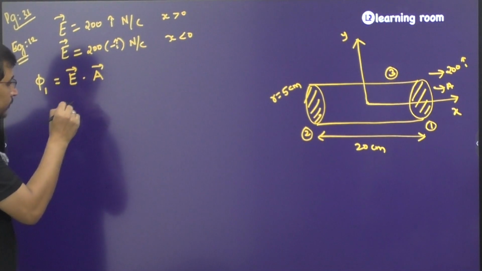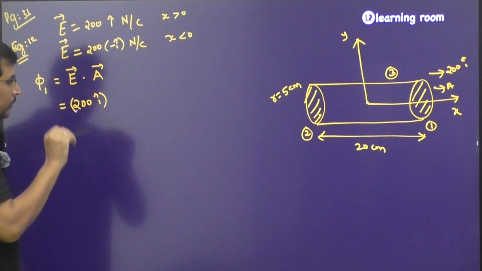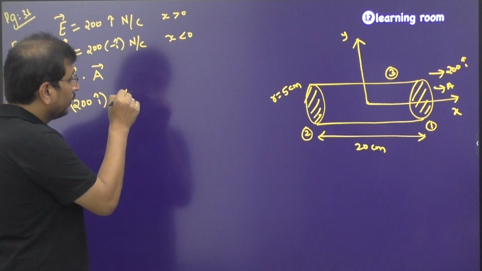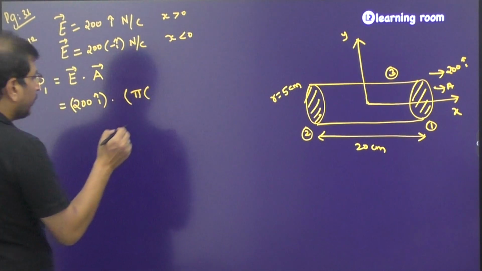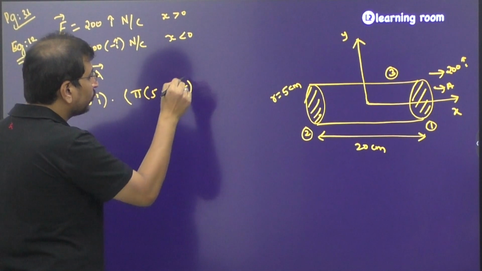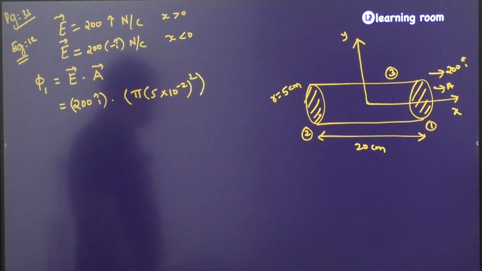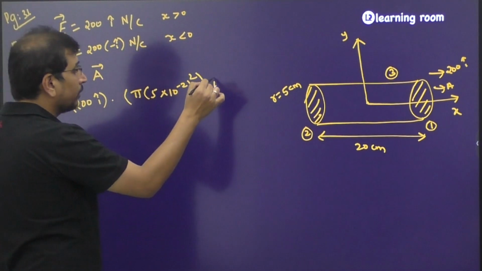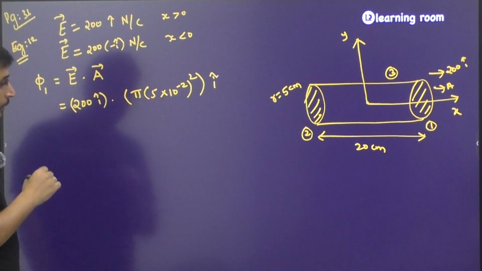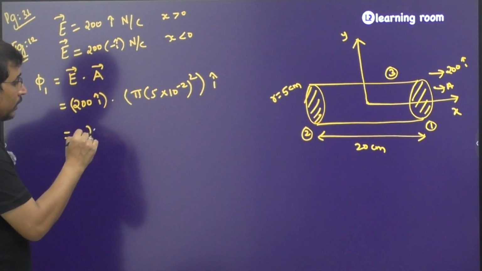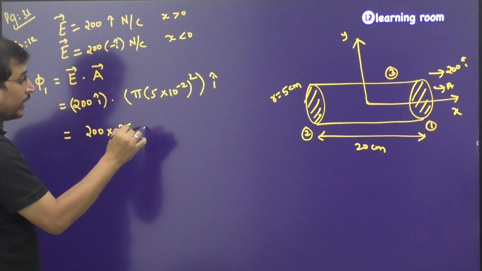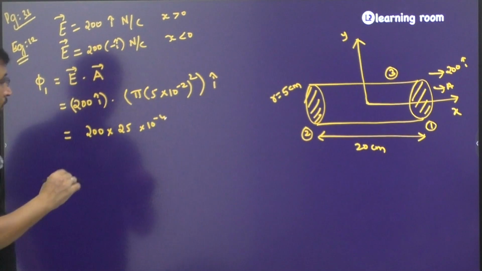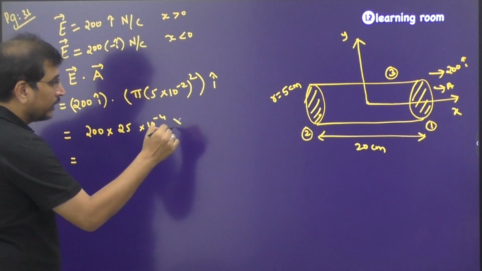What is E vector? 200 i cap, dot, what is A vector? Pi R square, that is pi into 5 into 10 power minus 2 the whole square. Why did I put 10 power minus 2? Because this 5 is in centimeter, so 10 power minus 2 meter. Here I have i cap, here also an i cap, so the scalar parts get multiplied. 200 into 5 square is 25 into 10 power minus 4. I cap dot i cap gives 1, and there is a pi.